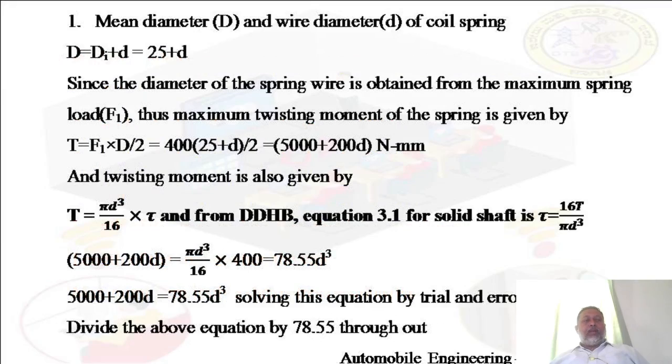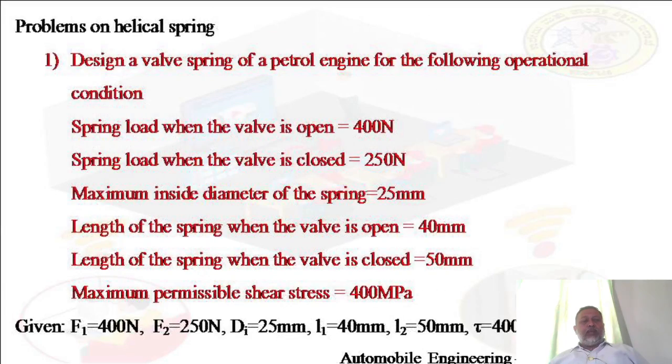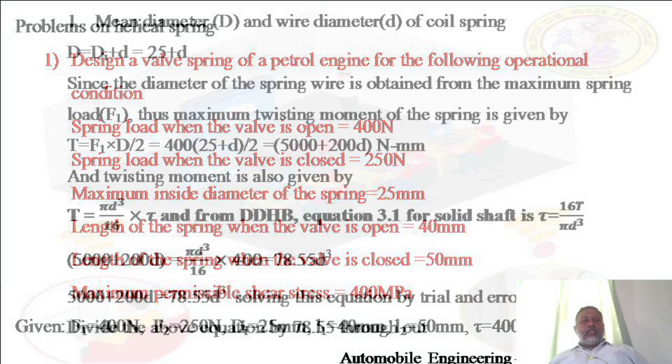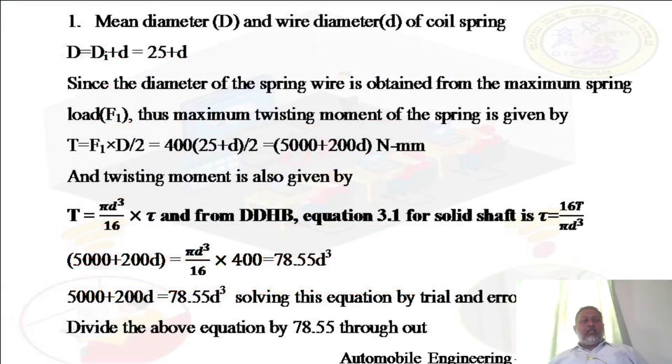So here we will find the mean diameter and wire diameter of the coil spring. The inside diameter of the coil spring is given as 25 mm, and mean dia is equal to inside dia plus small d, the wire dia, that is 25 plus d. Since the diameter of the spring wire is obtained from the maximum spring load, the maximum twisting moment of the spring is given by T is equal to F1 into D by 2. F1 is 400, D is 25 plus small d, divided by 2. We have the answer 5000 plus 200 d.